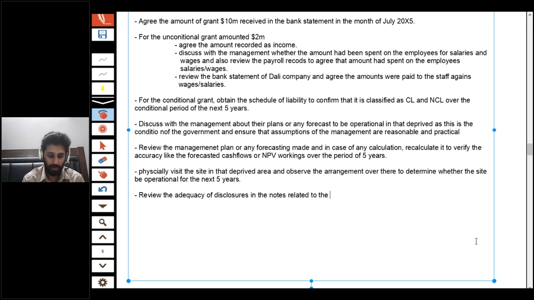related to the government grant of $10 million, including the explanation of $2 million and $8 million, and ensure, this is the case relation, right? And ensure that disclosures are in line with IAS 20.